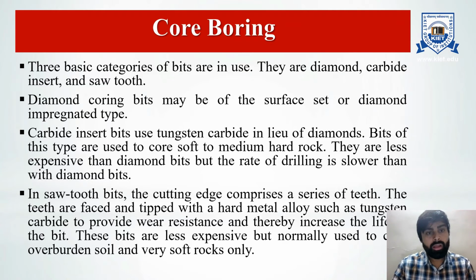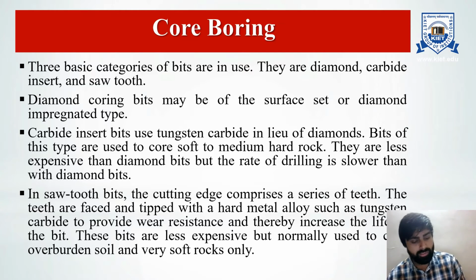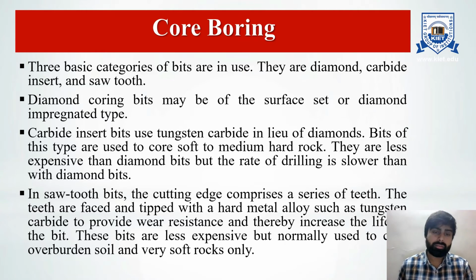Core boring. Three basic categories of bit are in use. They are diamond, carbide insert, and sawtooth. The core drilling method is used for drilling holes and for obtaining rock cores. Core boring is generally used for drilling in rocks.